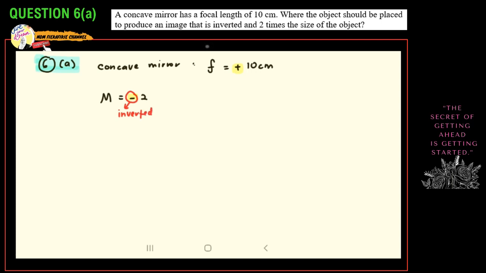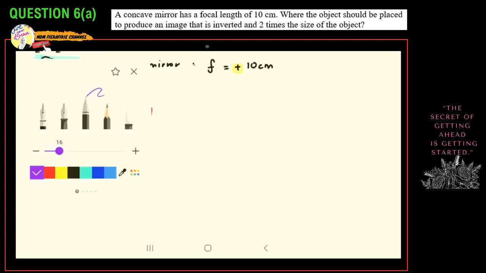Alright. So since the image produced is 2 times the size of the object, 2 kali ganda image yang terbentuk itu, size-nya 2 kali ganda daripada objek, means that the magnification M is equal to 2. Remember, the negative sign here showing you that the image is inverted, the value of 2 here showing you that the size of the image is 2 times the size of the object.